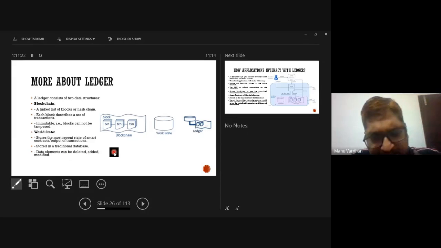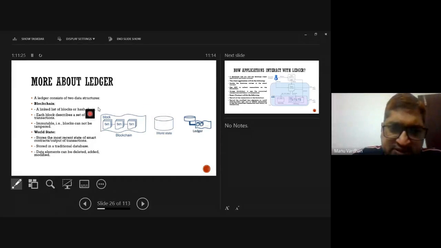So in the previous session you must have discussed these things, world state and blockchain. It stores the most recent state of the smart contract, the output of transactions. It's stored in a traditional database, and data elements can be deleted, added, modified. So this is the world state.